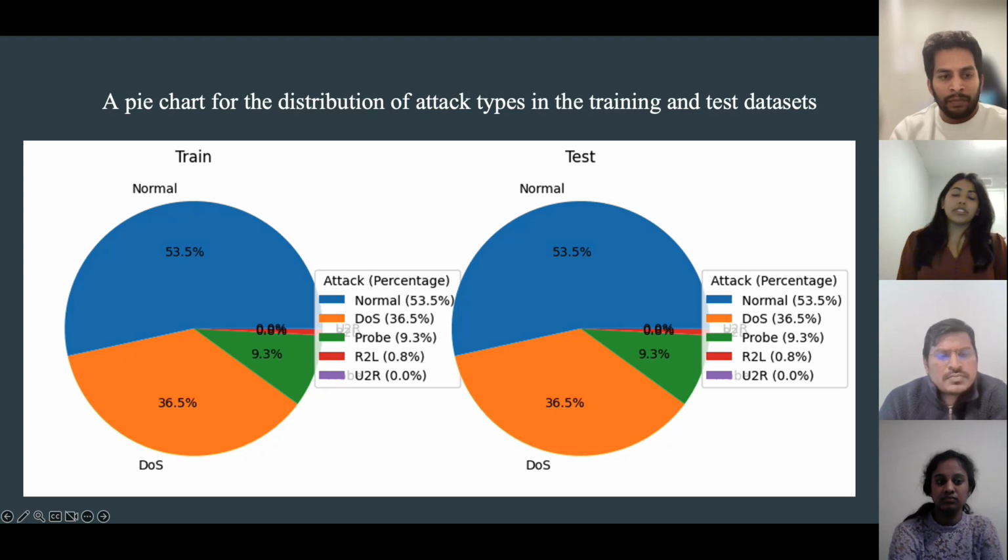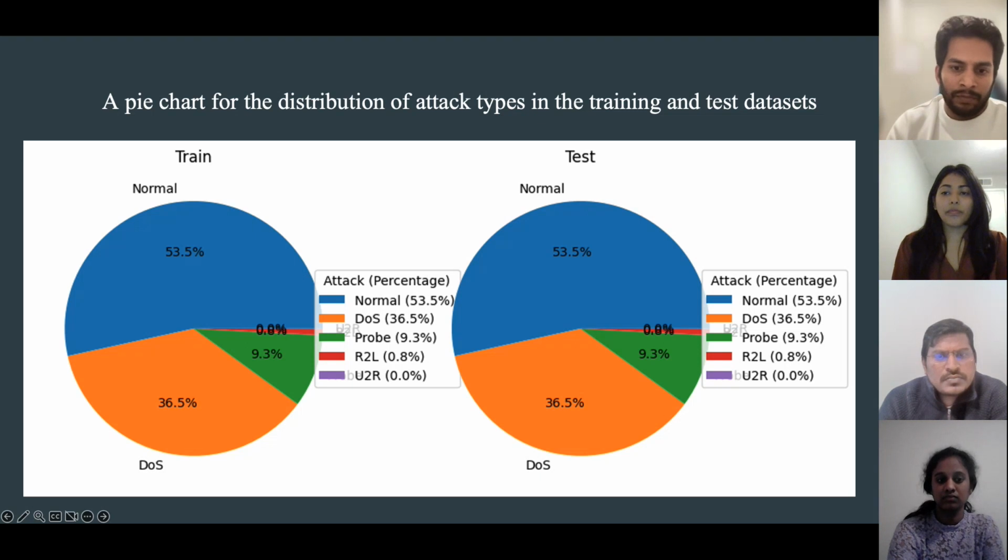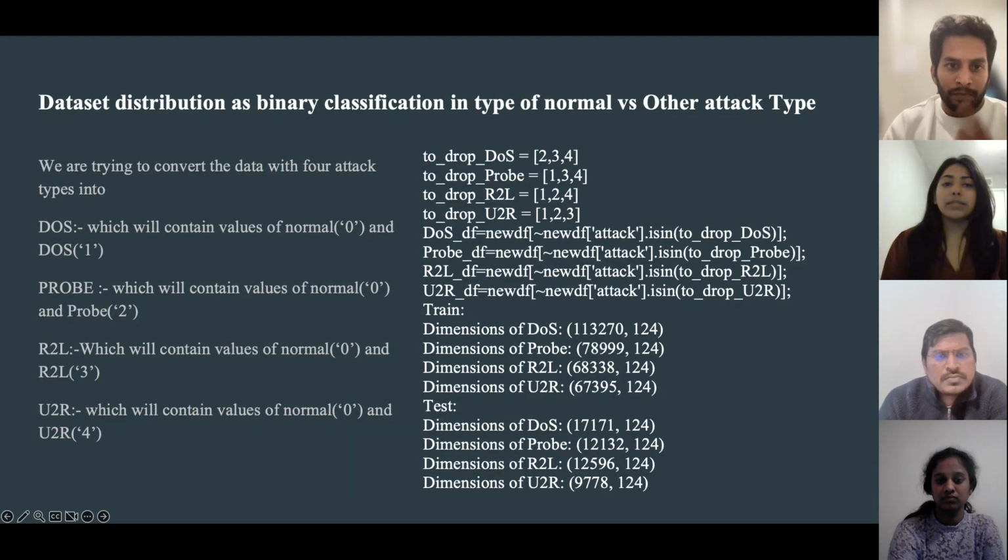So here is a pie chart for the distribution of attack types in the training and test data set. We can see the pie chart having attack percentage for train and test data sets. So my teammates are going to present the rest.